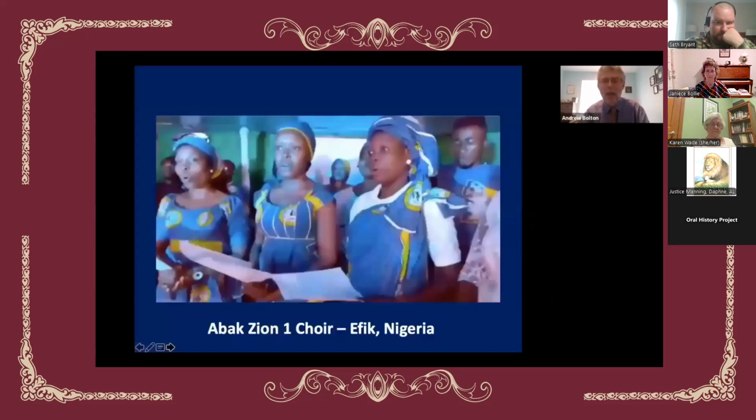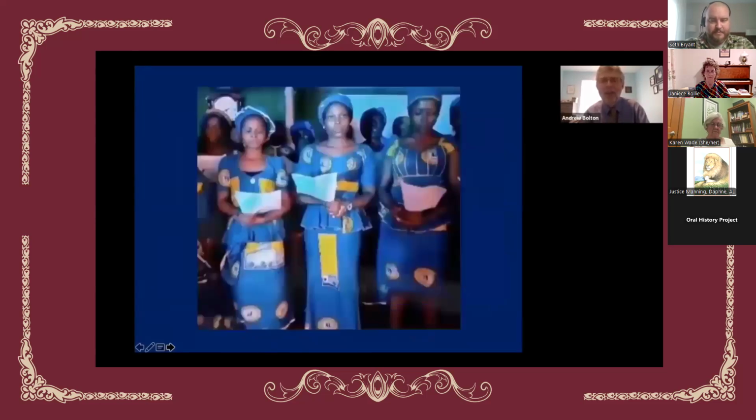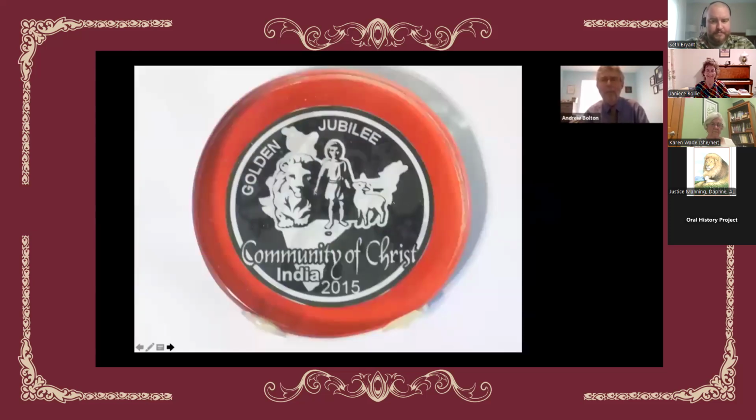And then if we go to Nigeria, the global south, we have a choir dressed in an outfit which has the church seal all over it. And we're going to hear their music. They're going to be singing "Spirit of God like a fire is burning."